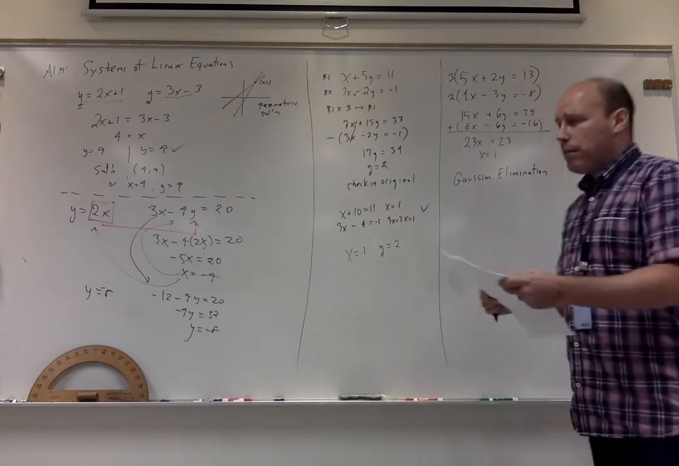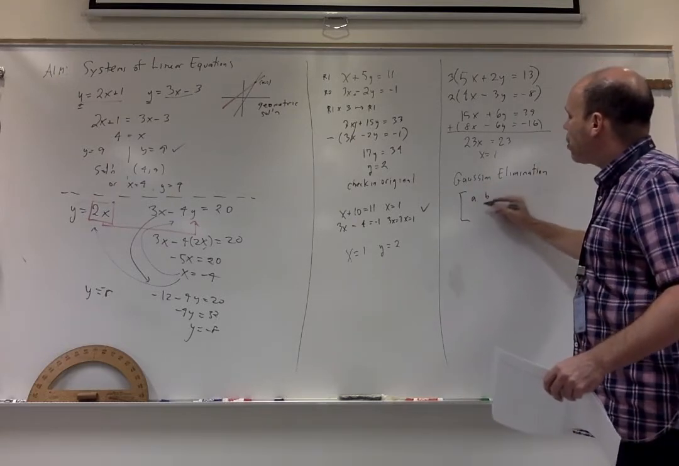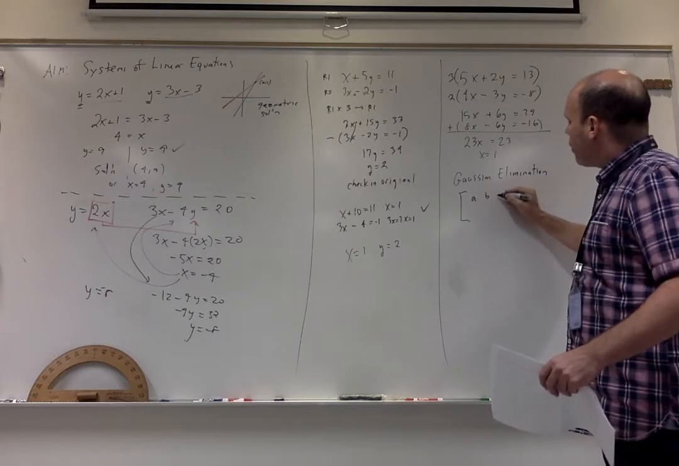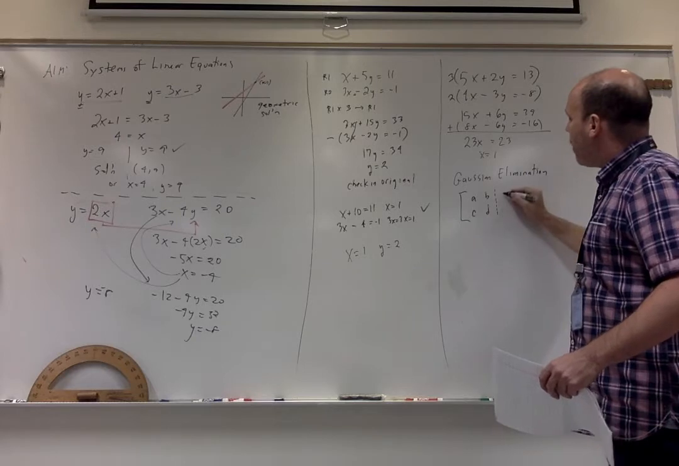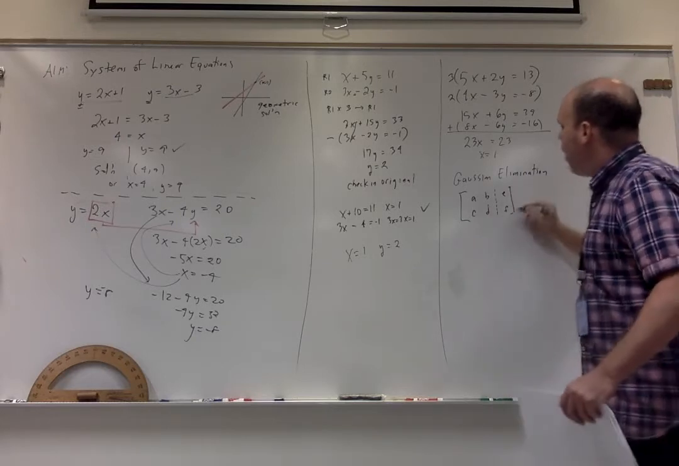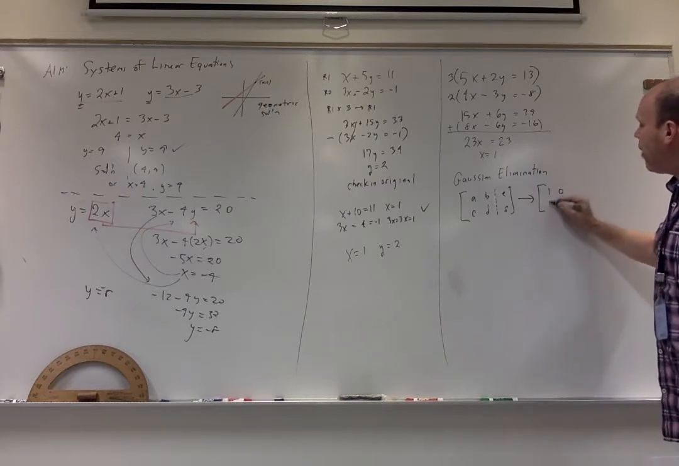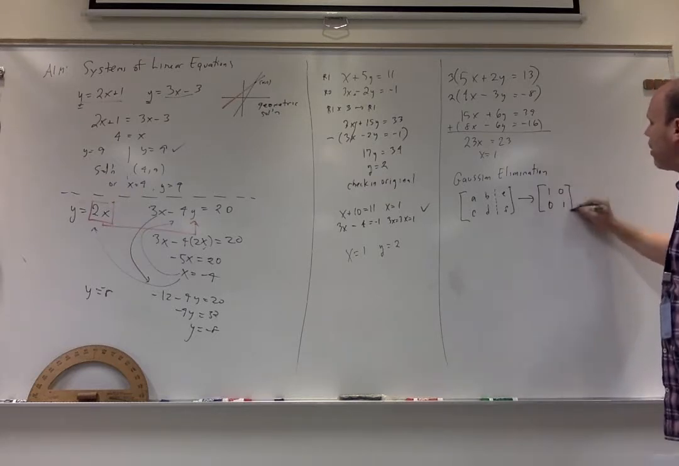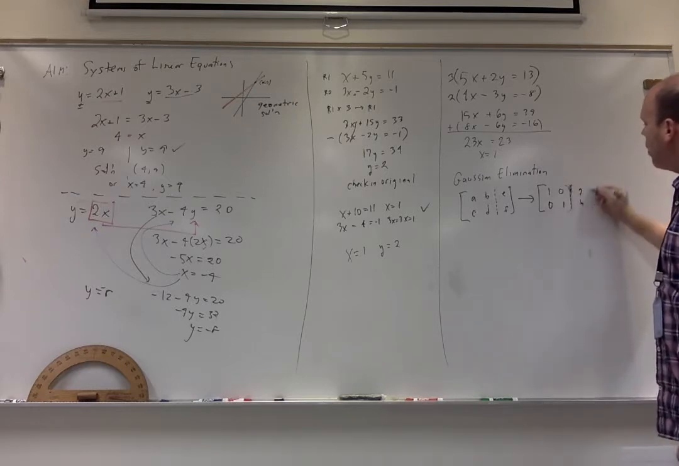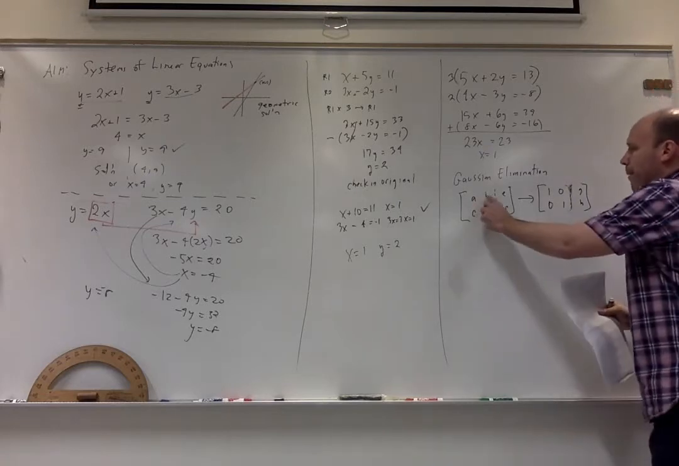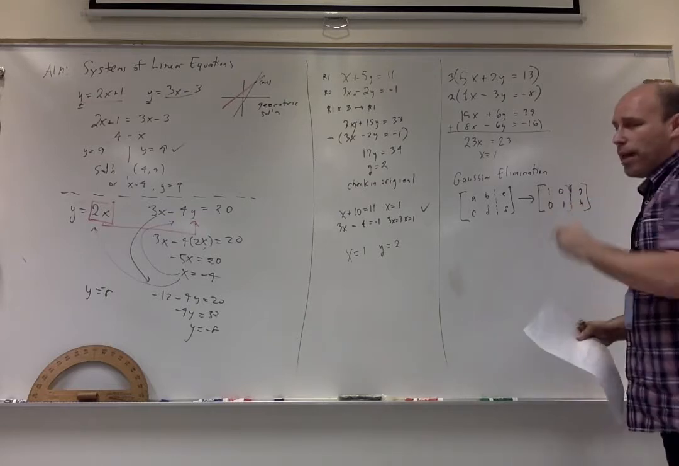The idea of Gaussian elimination is we're going to write all the coefficients, along with what they're equal to, and we're going to convert it to looking at the identity matrix. We're going to get rid of A, B, C. We're going to turn it into 1, 0, 0, 1. And so let's see what happens.